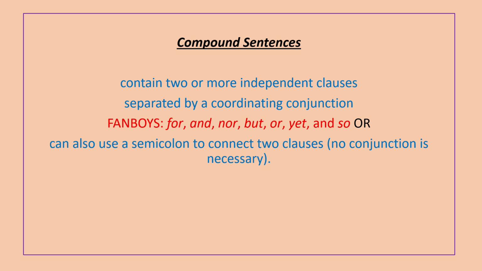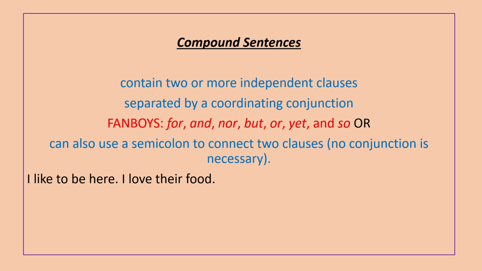You can also use a semicolon to connect two clauses where no conjunction is necessary. It means if you are not using a coordinating conjunction between two independent clauses, you can also separate the two clauses using a semicolon. For example, these are two sentences: I like to be here. I love their food. Let us try making these two sentences a compound sentence, and we will use a coordinating conjunction in between.